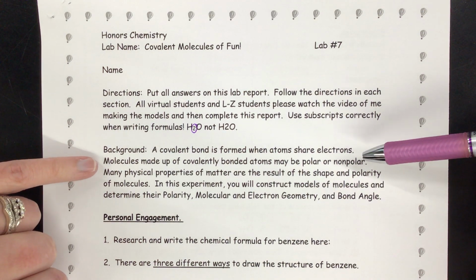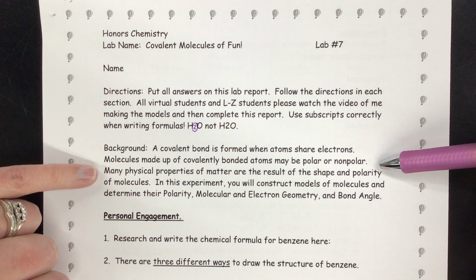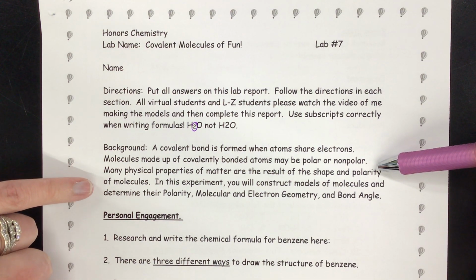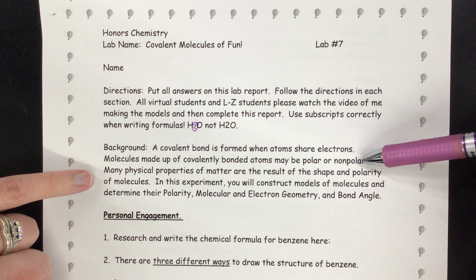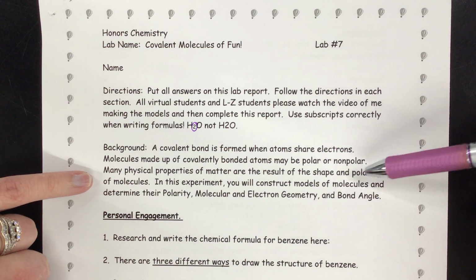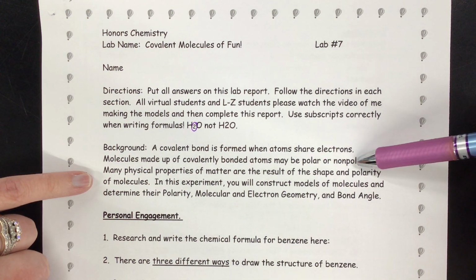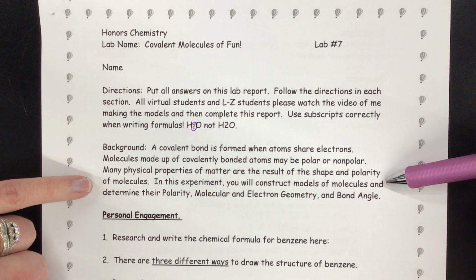So background: a covalent bond is formed when atoms share electrons. Molecules made up of covalently bonded atoms may be polar or nonpolar. So remember, polar means charged and nonpolar means not charged. Polar molecules have groupings of electrons that are not balanced, and nonpolars have them evenly distributed. Many physical properties of matter are the result of the shape and polarity of molecules.